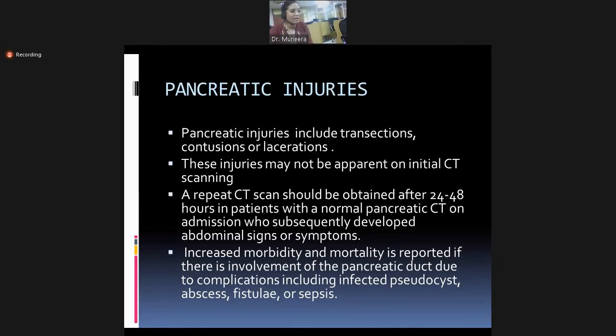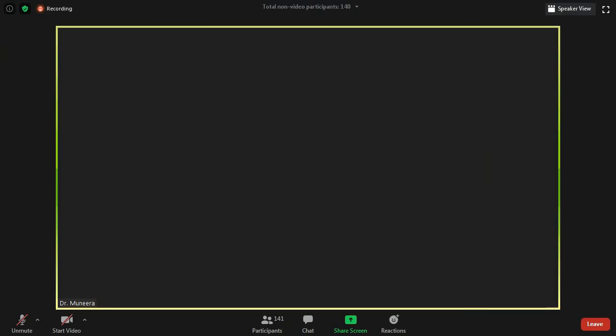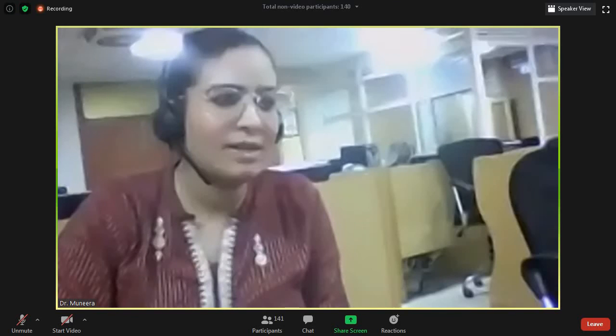Initially, you might get normal CT scans. If you have a higher index of suspicion, you might need to repeat the CT scan on day 3 or 4 of the trauma. There is increased morbidity and mortality in abdominal trauma and pancreatic trauma, if there is involvement of the pancreatic duct, due to complications including infected pseudocyst, abscess, fistula, or sepsis. Okay, good.